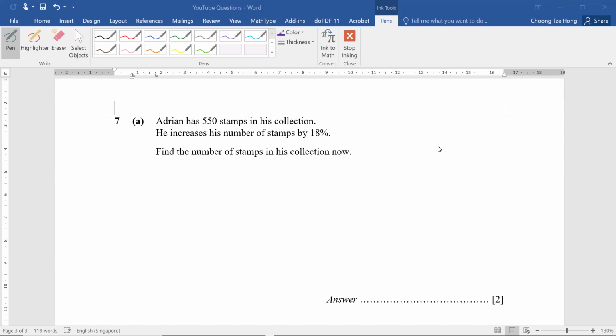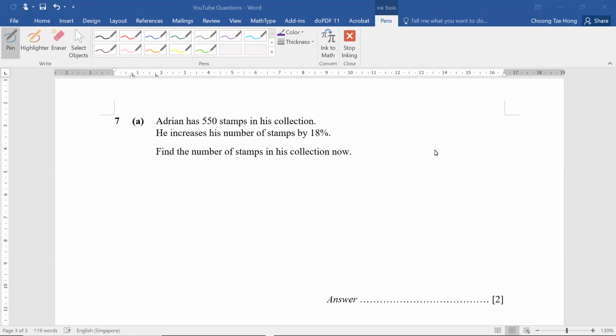So Adrian has 550 stamps in his collection. He increases his number of stamps by 18%. So find the number of stamps in his collection now. For percentage questions, it's very important for us to identify what percentage the numbers are representing.